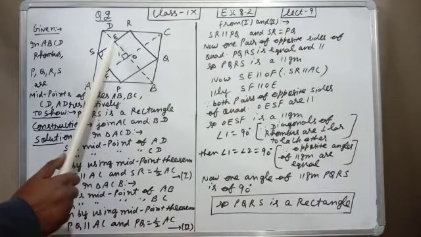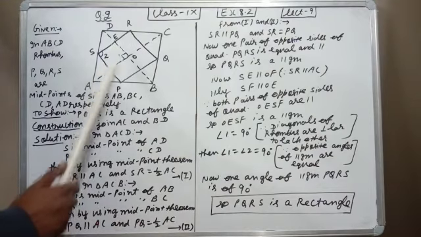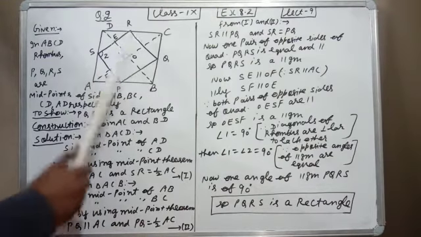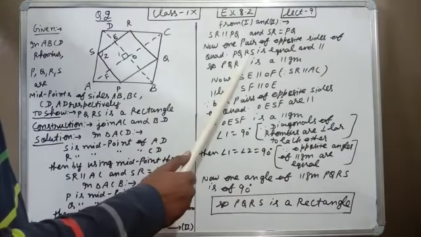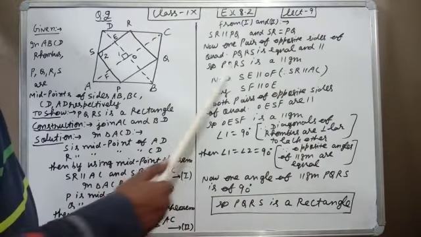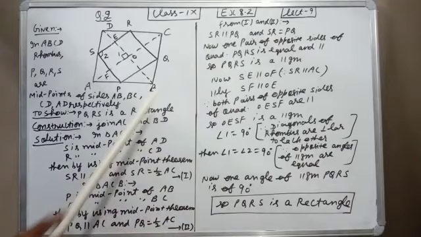Now if we see here, SR and PQ are opposite sides of quadrilateral PQRS. So one pair of opposite sides of quadrilateral PQRS is equal and parallel. So PQRS is a parallelogram.